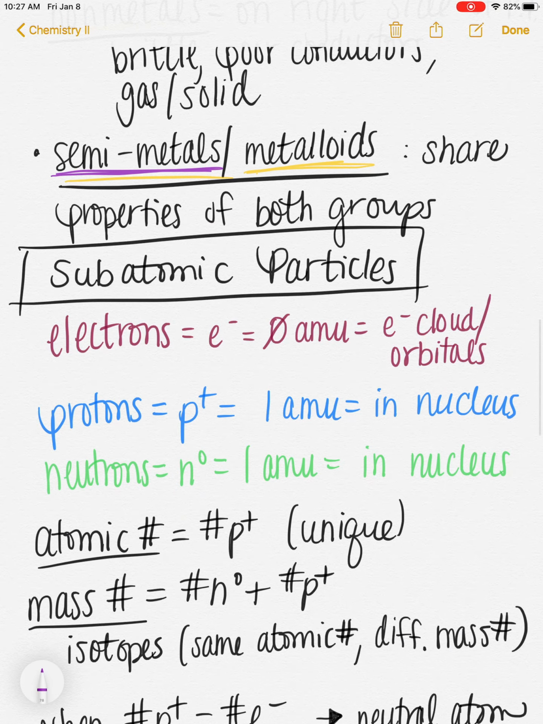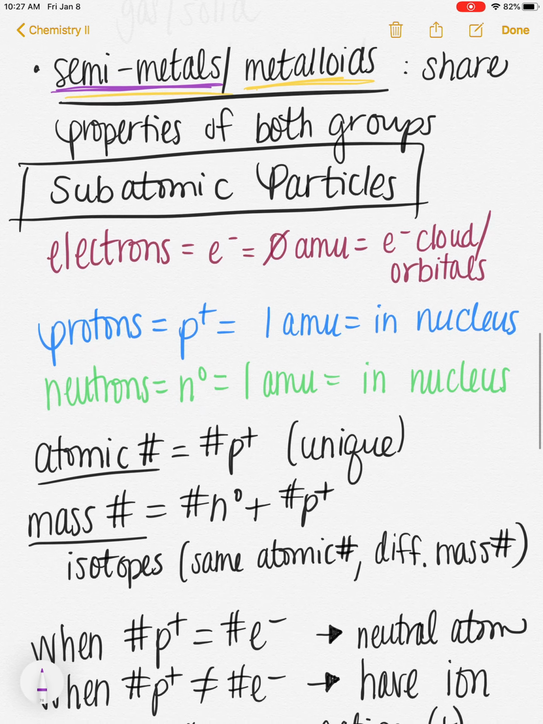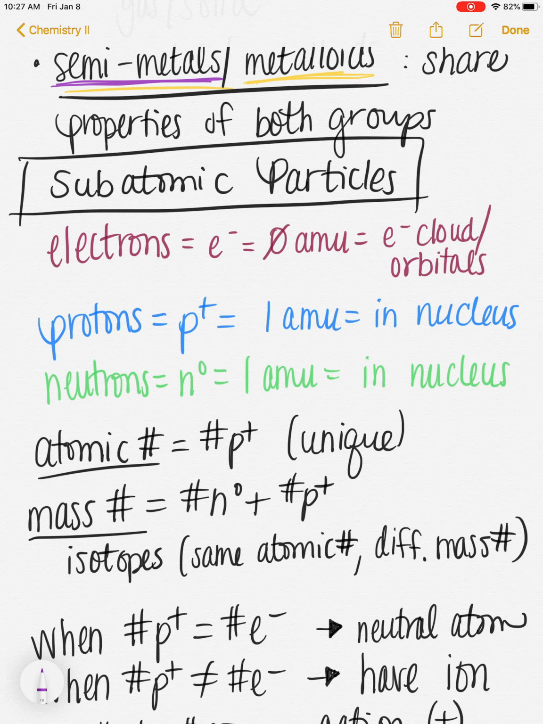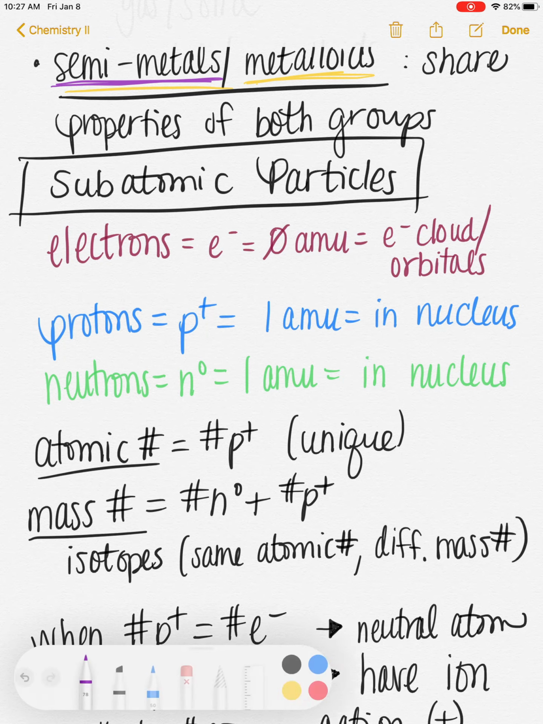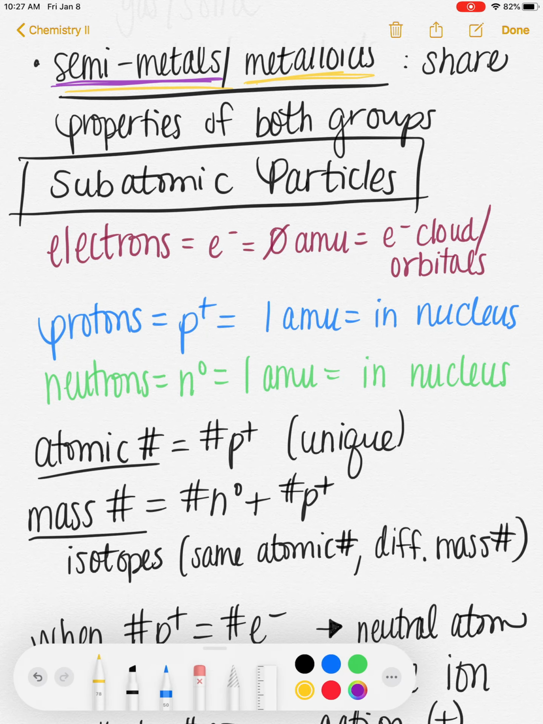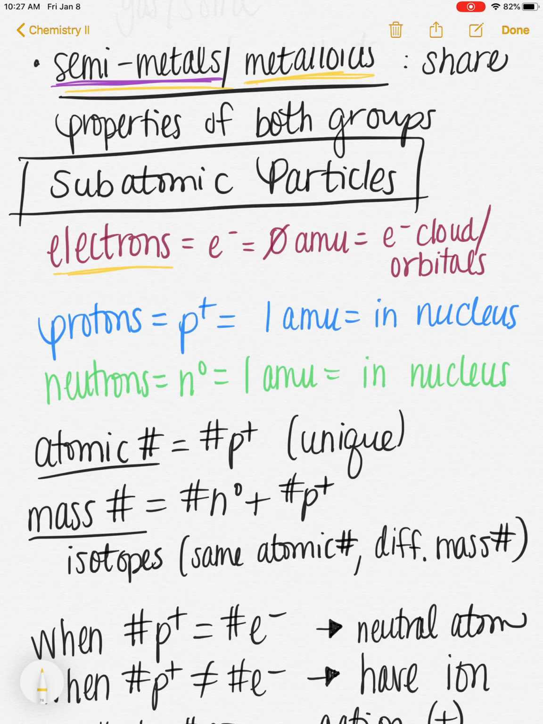All right. The next thing that I like to review with my students is subatomic particles. These are the things that are smaller than an atom, that are found in different combinations inside of every atom. The first subatomic particle we should review is electrons. Electrons have the symbol e negative because they have a negative charge. They are so tiny that we consider their mass to be 0 AMU.